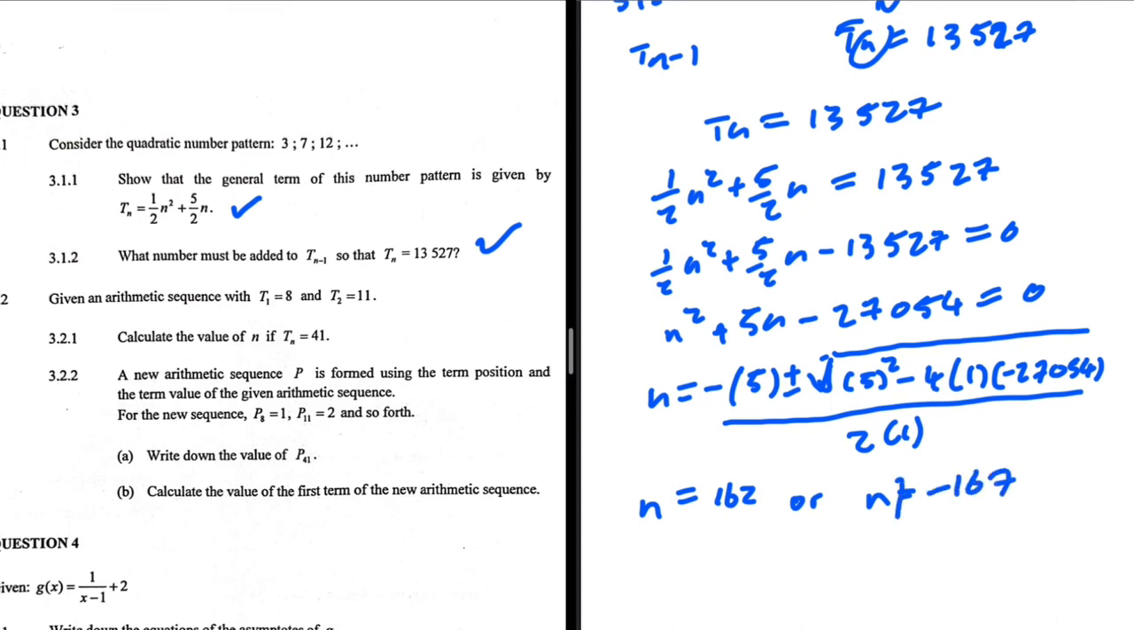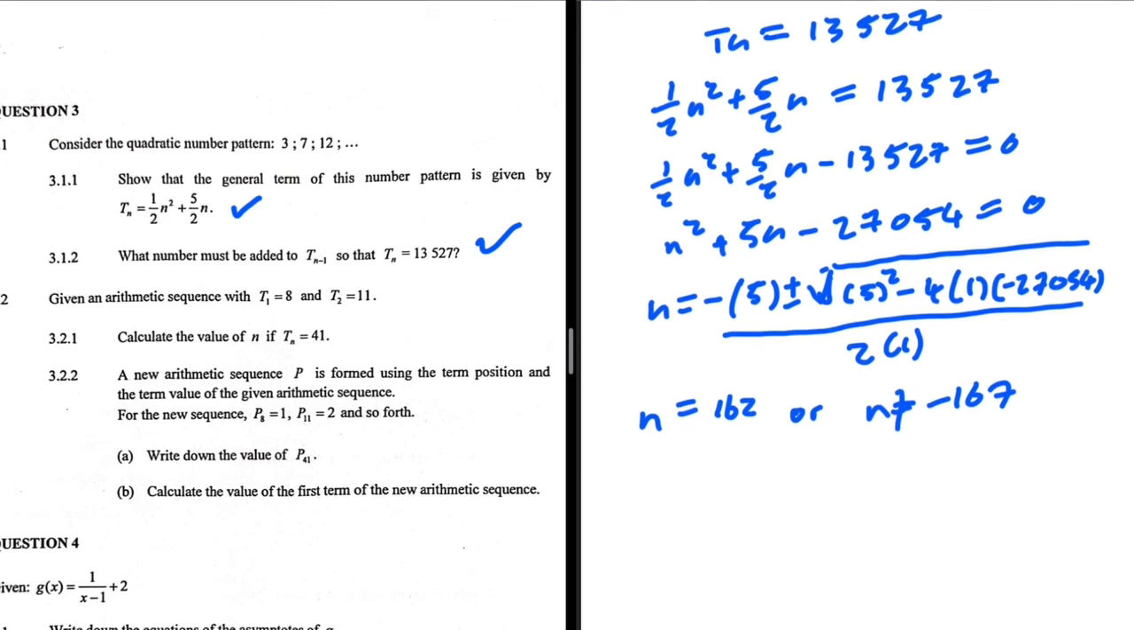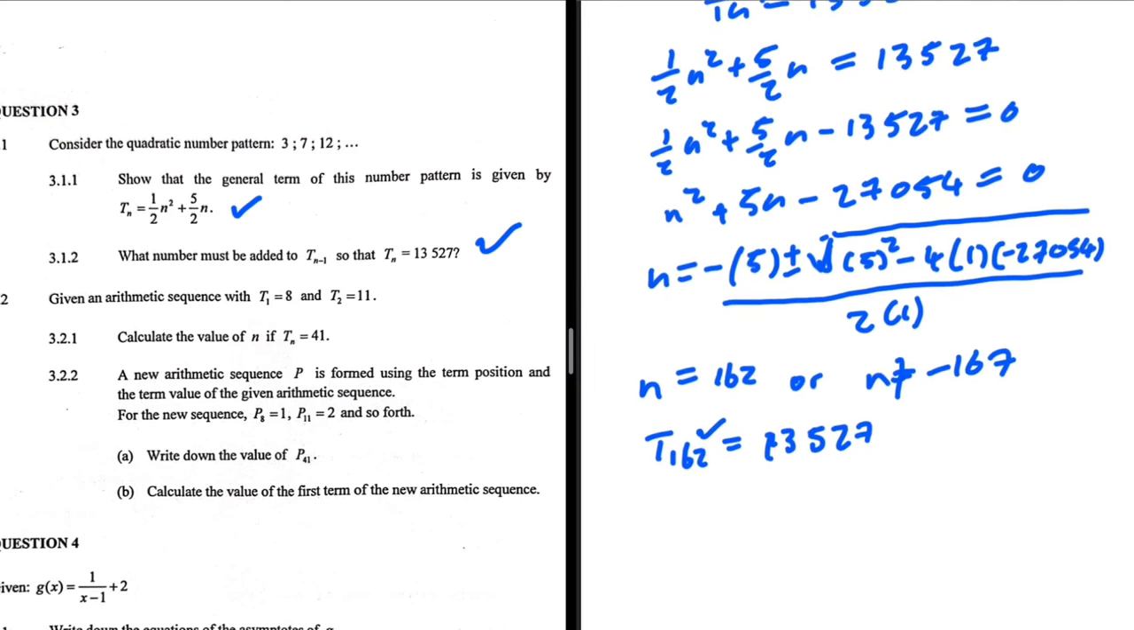So obviously position cannot be negative, so n is equal to 162. So T162 is equal to 13,527. Let me verify and see if I'm not making a mistake. I'm going to substitute 162 into Tn. So a half multiplied by 162 squared plus 5 over 2 multiplied by 162. Yeah, it comes back. I'm getting 13,527. So T162 is 13,527.